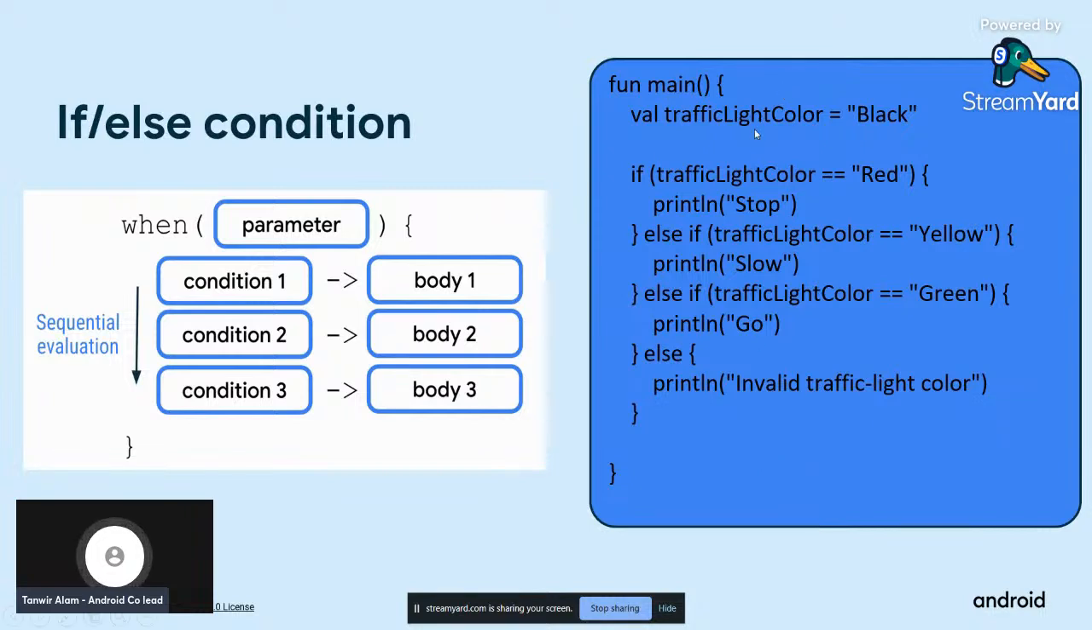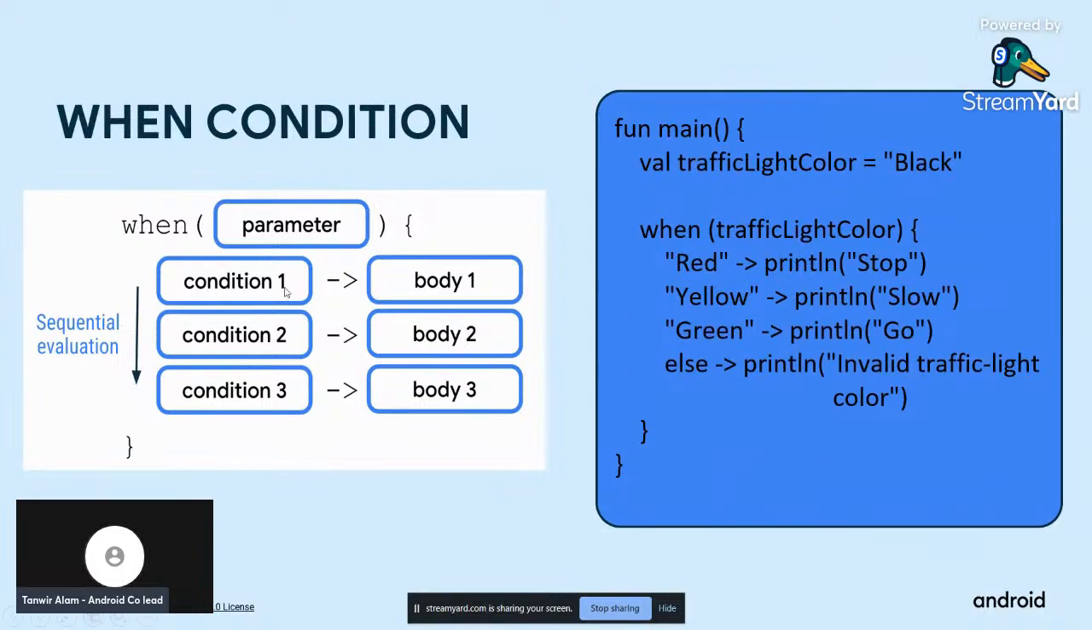Okay, so the value assigned to traffic light color is black, so the output will be invalid traffic light color. Okay, so now let's move to the next conditional statement. I hope it is clear.